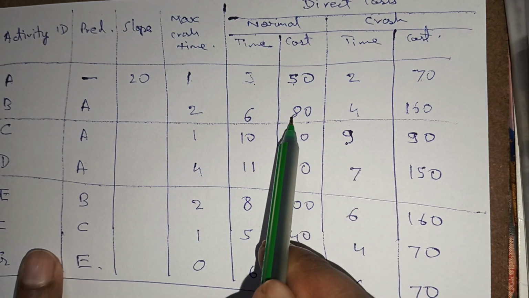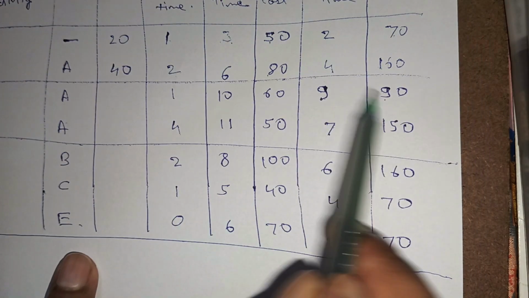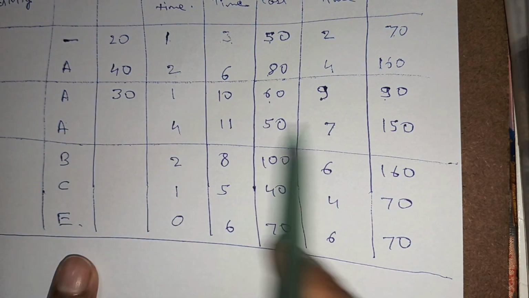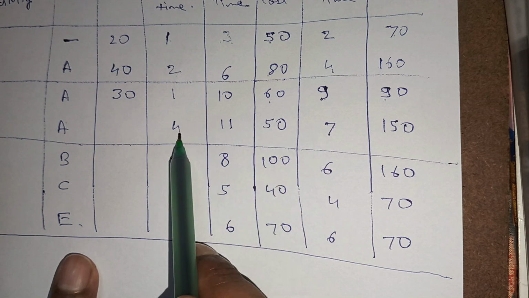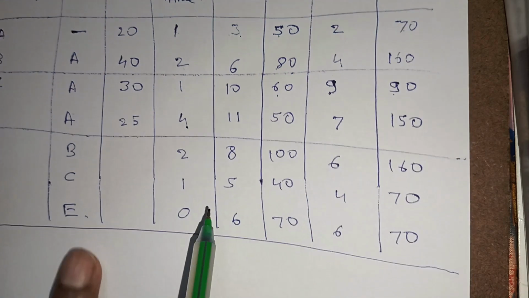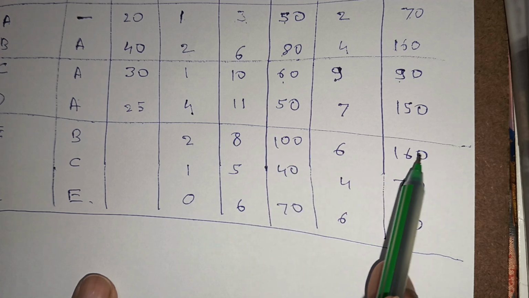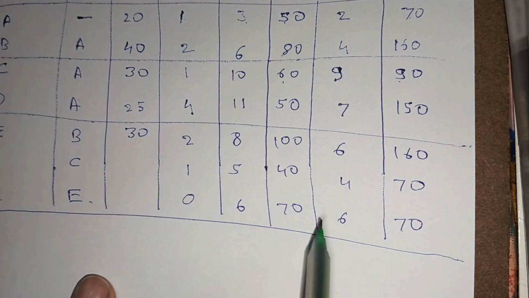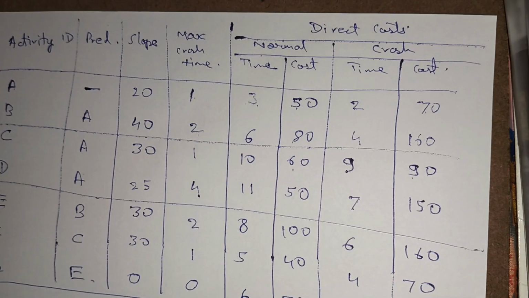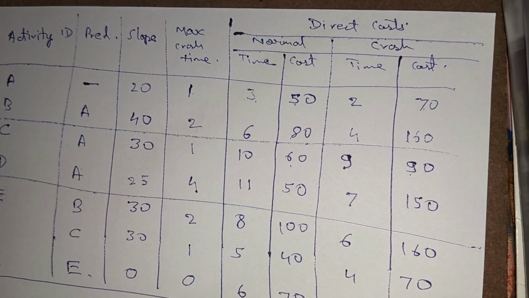160 minus 80, that is 80. 80 divided by 2 is 40. Okay. 90 minus 60, that is 30. 30 divided by 1, again 30. 150 minus 50, it is 100. 100 divided by 4, so we get it as 25. Okay. 160 minus 100, that is 60 divided by 2 is 30. 70 minus 40, again 30. 70 minus 70 is 0. Okay, so this is what we get: slope, the maximum crash time, and predecessor activities, which we already have.